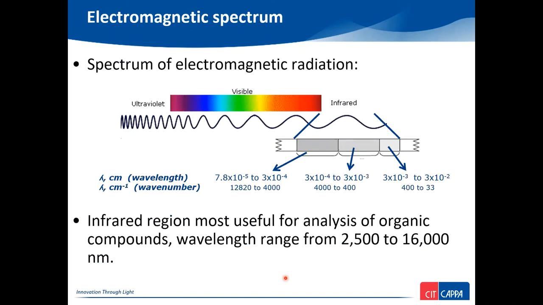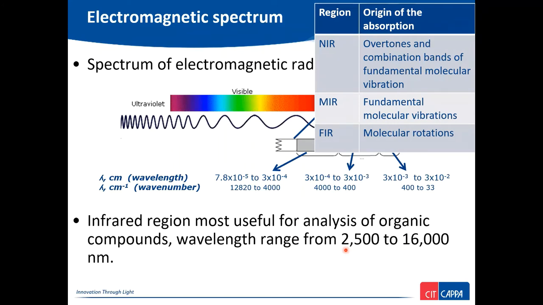These sensors work in the infrared, which is one of the key wavelength regions of interest, in the invisible part of the electromagnetic spectrum. Typically covering the wavelength range from about 2.5 microns to 16 microns. And you can break it up further into the near infrared, mid infrared, and far infrared. Most of the fundamental vibrations are in the mid infrared. And in the near infrared, we see overtones of these and other absorption bands. Whereas in the far infrared, molecular rotations are responsible for the absorption in question.